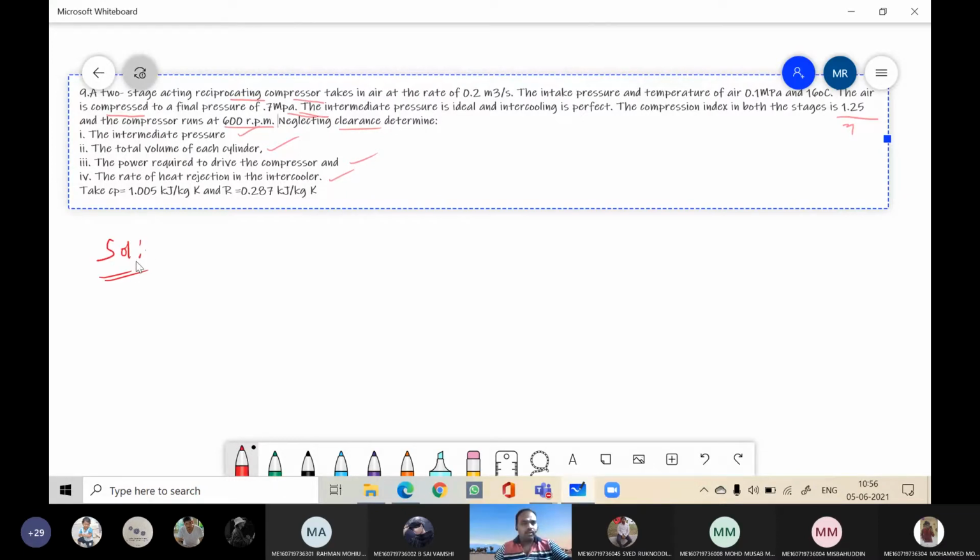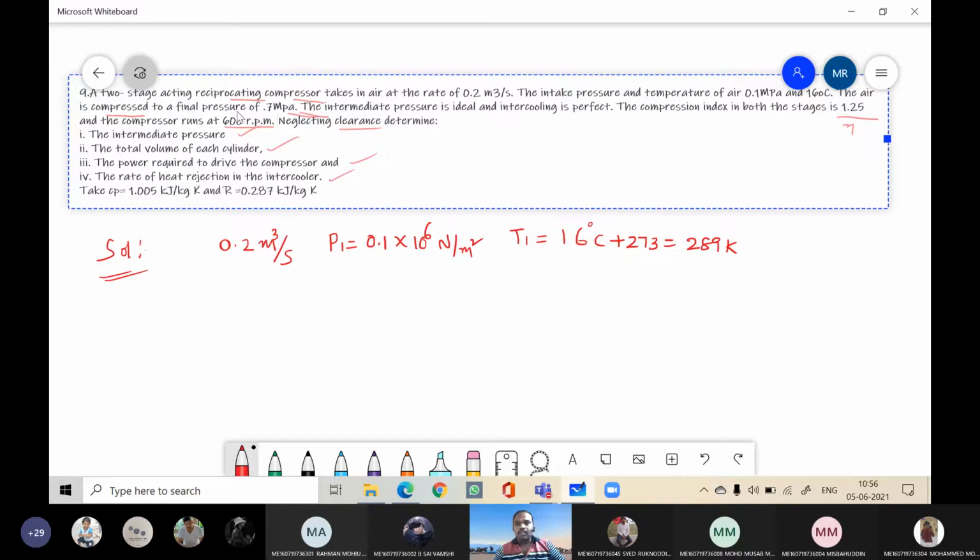Now here, what is the data given? First write down. It takes the air in at 0.2 meter cube per second, so the inlet volume is 0.2 meter cube per second. The intake pressure P1 is 0.1 mega, that is 10 power 6, where 1 pascal is 1 newton per meter square, and T1 is 16 degree centigrade, plus 273 to convert into SI unit, so that will become 289 Kelvin.